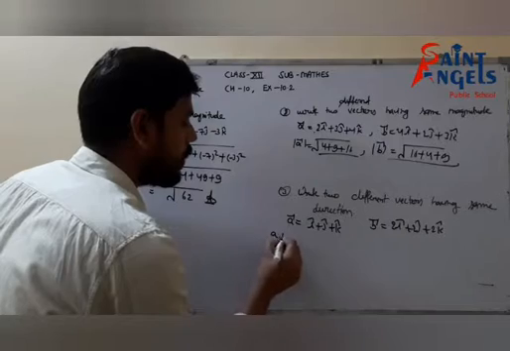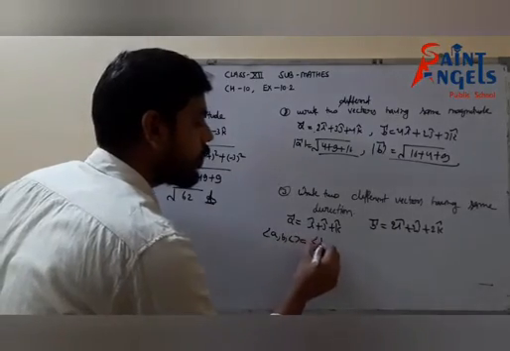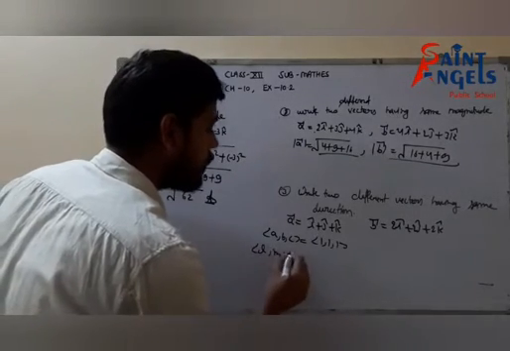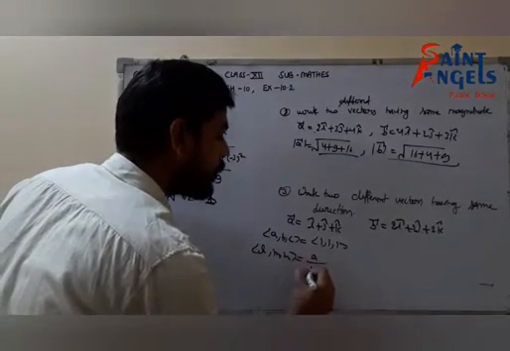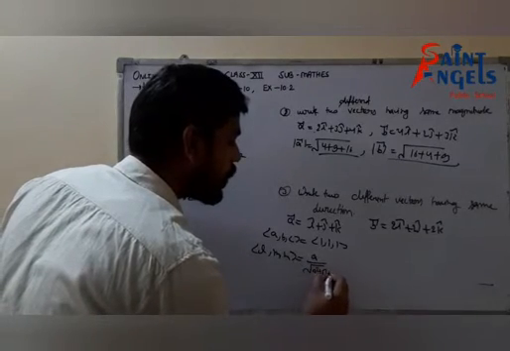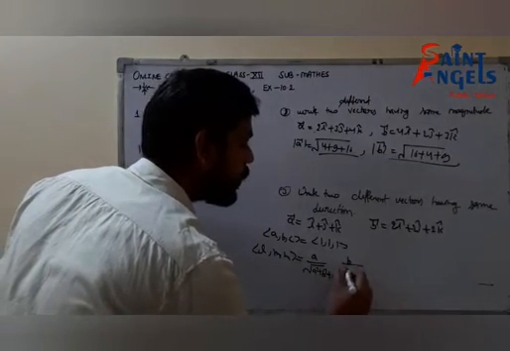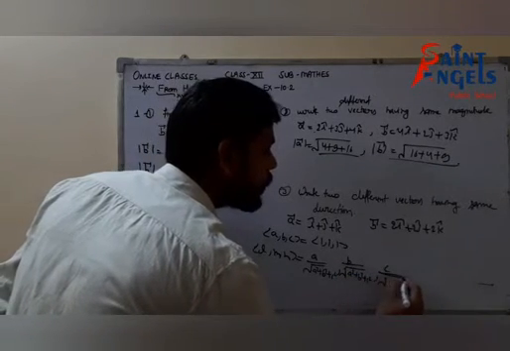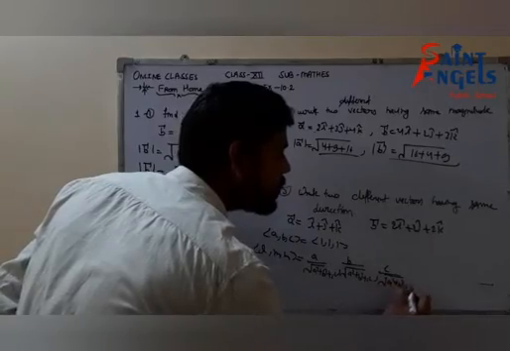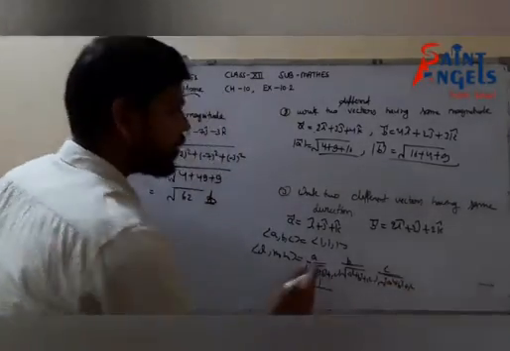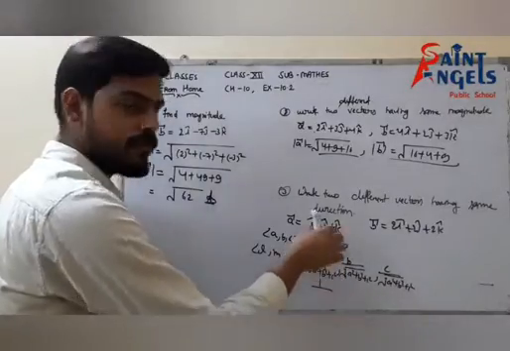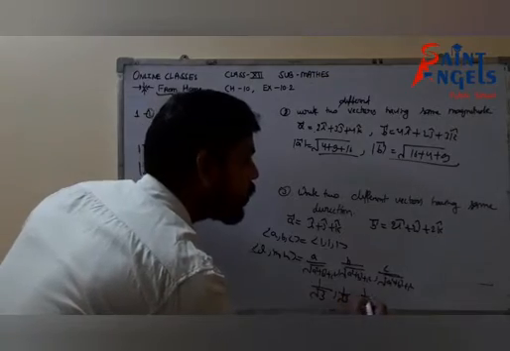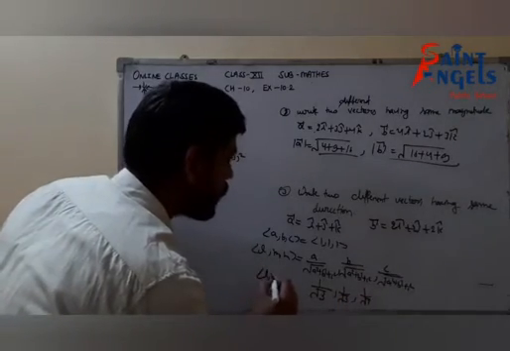First of all, the direction ratios a, b, c are 1, 1, 1. So l, m, n would be a upon under root a square plus b square plus c square, b upon under root a square plus b square plus c square, and c upon under root a square plus b square plus c square. It means a is 1 upon under root 1 square plus 1 square plus 1 square, which is 1 upon under root 3, 1 upon under root 3, 1 upon under root 3. So these are the direction cosines.